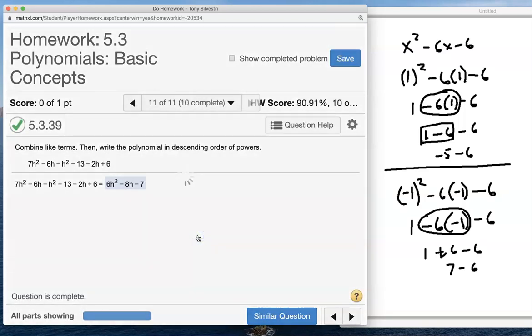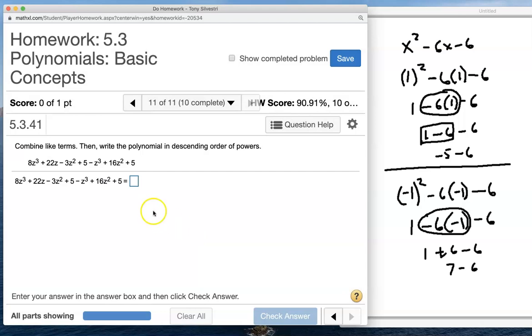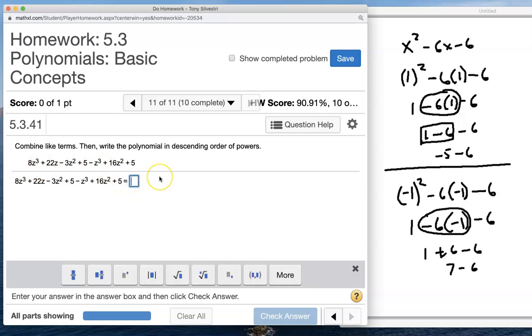Simplification. And last, oh boy, this is a serious problem right here. We've got cubes, we've got squares, we've got x's, and we've got numbers. So we start off with the cubes. Same variables. Z cubed, so you've got 8 of them. Minus 1 is 7 of those z cubes. Okay, so the cubes are done. Then we look for the next power, which would be squares. So I see a square here and a square here, z squared. So negative 3 plus 16 is plus 13 z squared. So we took care of the squares.